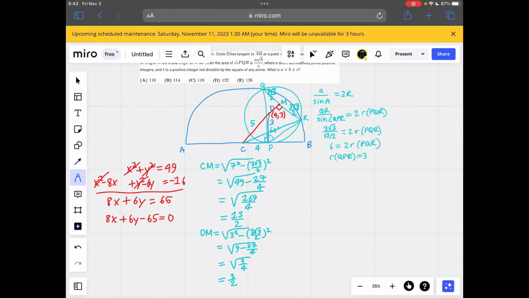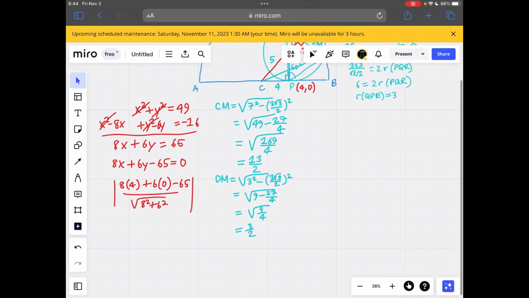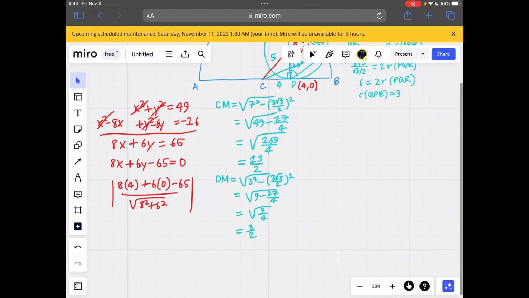And we have to find the distance from P, which is equal to (4, 0), to this line. So that's going to be equal to the modulus of the following quantity. It's just 8 times 4 plus 6 times 0 minus 65 over the square root of 8 squared plus 6 squared. This is the point-line distance formula. So that's the distance from P to line QR. It's the length of the perpendicular drop from P to QR. So this is equal to the modulus of 32 minus 65 over 10. And that's equal to the modulus of negative 33 over 10, which is just 33 over 10.